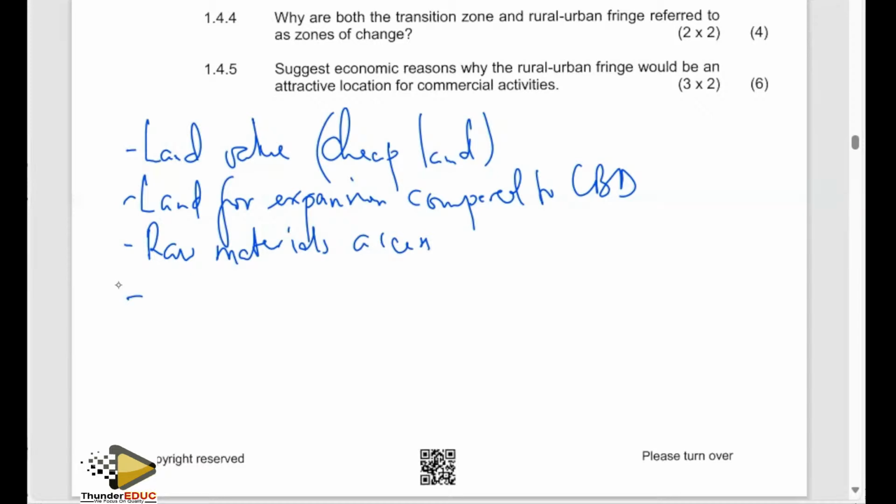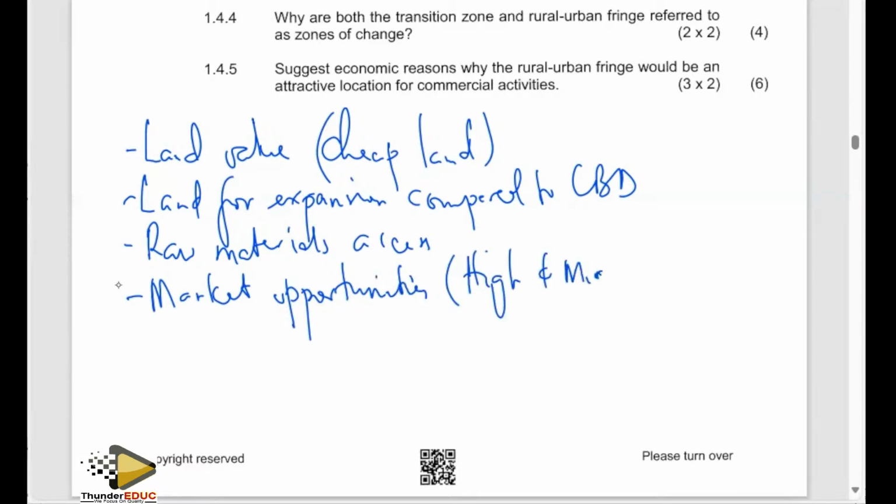And also, we can talk of market opportunities. Mainly the market there, we talk of the high and middle income. There is a market opportunity there for their products if they can locate in the zone of transition, because remember the low income, middle income and high income residential areas also locate away from the CBD, which will make it convenient for them to do business in the zone of transition. And therefore, there's a market opportunity for such businesses locating in those areas.